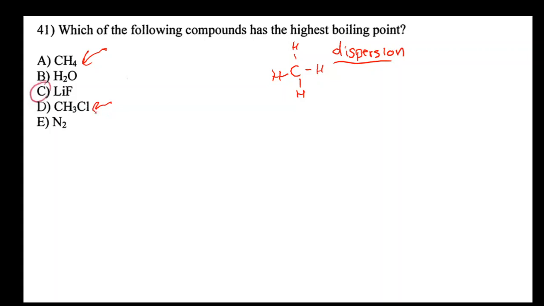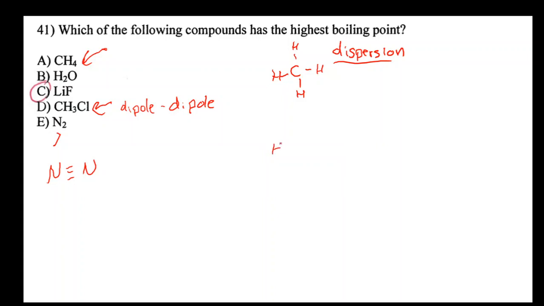If we look at D here, that's the exact same molecule as in the previous question. That one had dipole-dipole. So that one would have a higher boiling point than dispersion, but unfortunately, there are ones that are stronger. And if we look at E here, that would just look like this. This would be a non-polar bond because there are two nitrogens. And so that would just have dispersion forces as well. So our two main candidates are lithium fluoride and H2O.